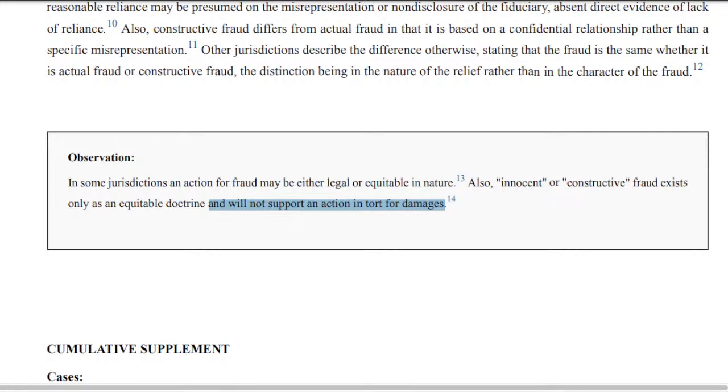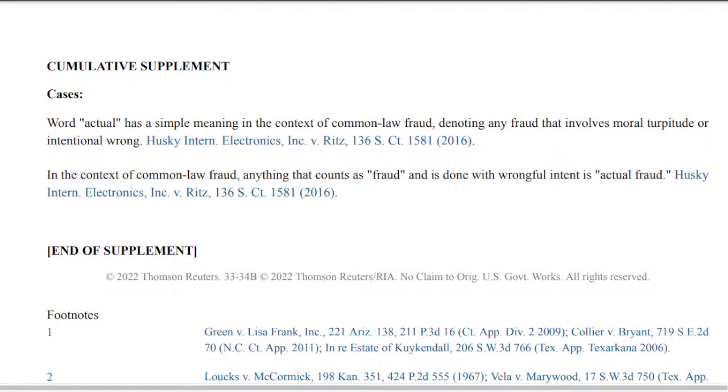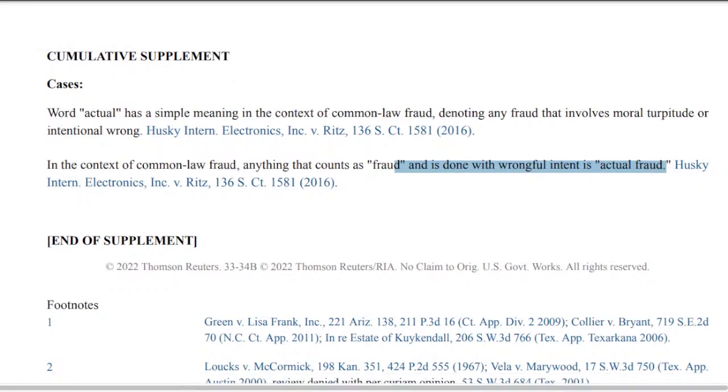So in some jurisdictions, an action for fraud may be either legal or equitable. So if you're looking for tort damages, you want to be able to try to present a legal case for fraud. Cumulative supplement. The word actual has a simple meaning in the context of common law fraud, denoting any fraud that involves moral turpitude or intentional wrong. In the context of common law fraud, anything that counts as fraud and is done with wrongful intent is actual fraud.